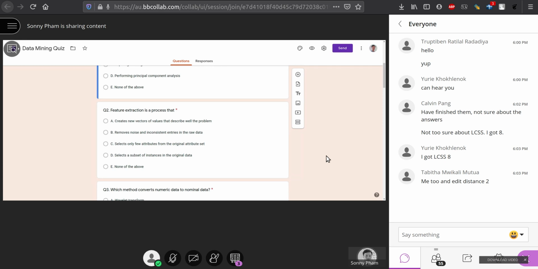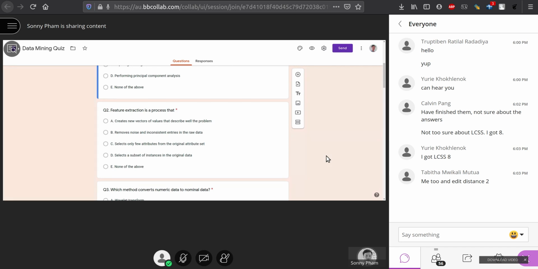All right. Now, for this question, 25 students, which is the majority, have selected option C, which unfortunately is not the correct answer. People who selected A are correct. C is not feature extraction, but actually called attribute or feature selection, right?